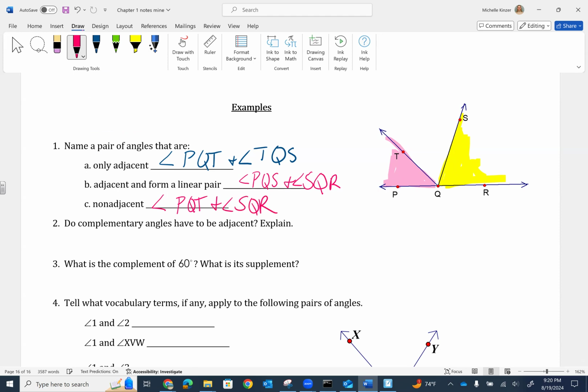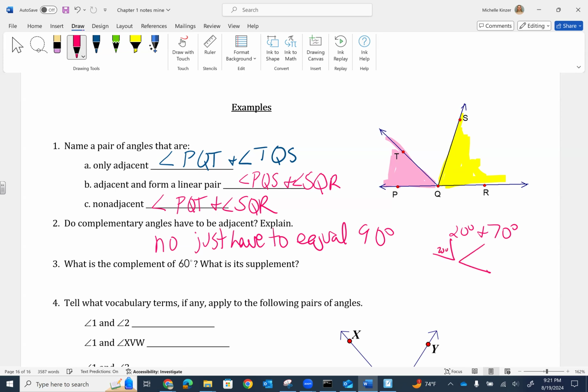There you go. Do complementary angles have to be adjacent? No. They could be. They just have to equal 90 degrees when you add them up. Okay. And so like if you had 20 degrees and 70 degrees, they might be next to each other, or they might not be. Okay. If this is 20 and this is 70, those will be complementary. They may or may not be even in the same state.